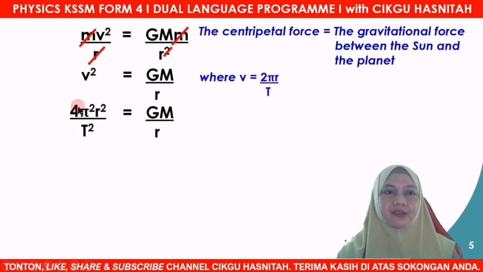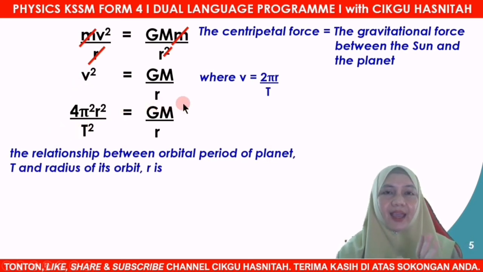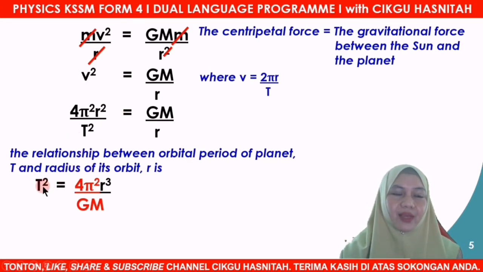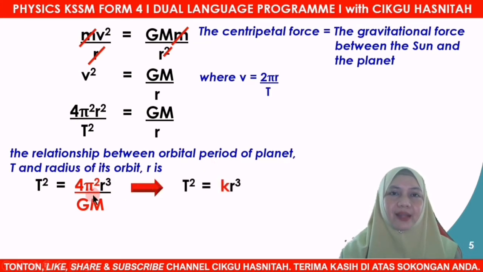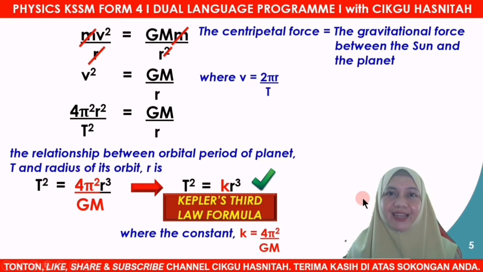So we substitute v, so this is what we get: 4 pi squared r squared divide T squared equals GM divide r. Then from here we place the period at one side and the radius at one side. So on the left, T squared, and on the right equal to 4 pi squared r cubed divide GM. And students, this equation can be simplified from this expression where T squared equals k r cubed, where k is a constant. 4 pi squared divide GM is a constant. So this is how we determine the Kepler's third law formula.